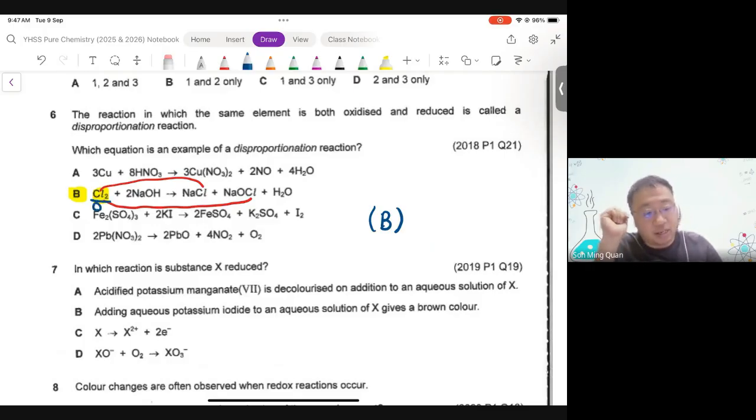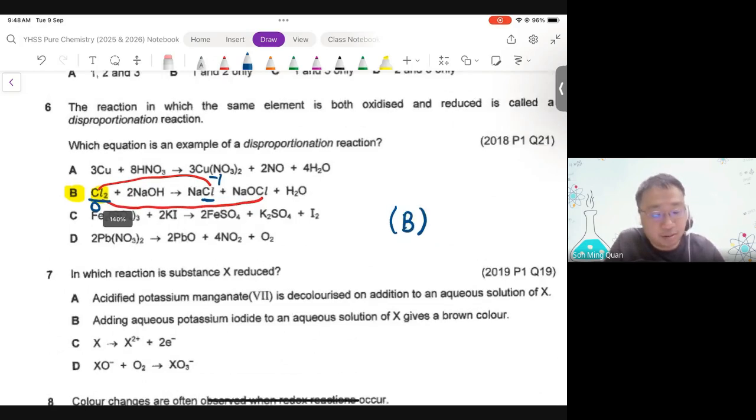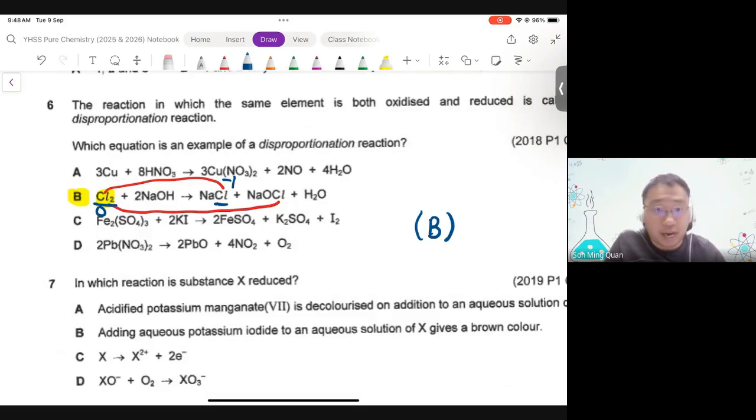So over here, the oxidation state is 0 because it's an element, right? But in NaCl, the oxidation state of chlorine is -1 because Na is Na plus, Cl is Cl minus, right? So the oxidation state of chlorine in NaCl is -1. But how about in NaOCl? You got to calculate slowly. Sodium is +1, oxygen is -2. With that in mind, the chlorine in NaOCl has an oxidation state of +1.